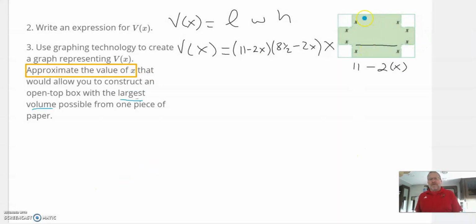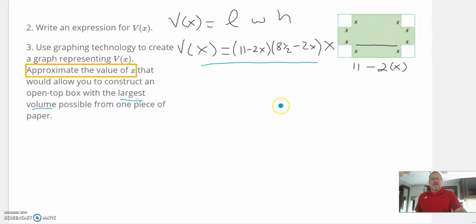We first talked about what it looked like to cut away an X value, not just a solid number, an X value, a variable. And then we created the formula. The formula we got was this one right here.